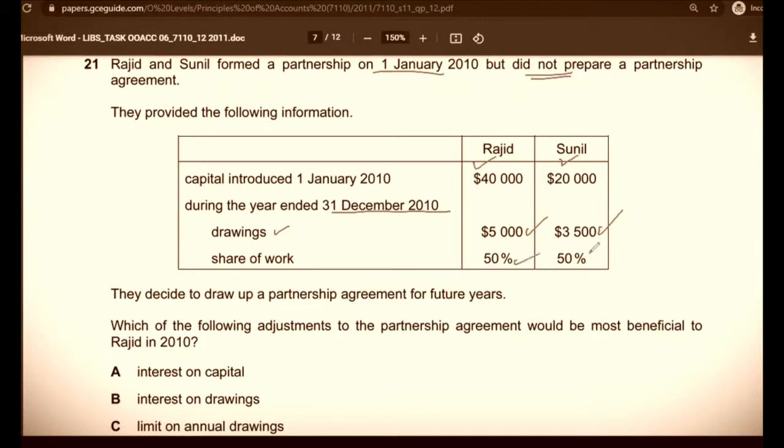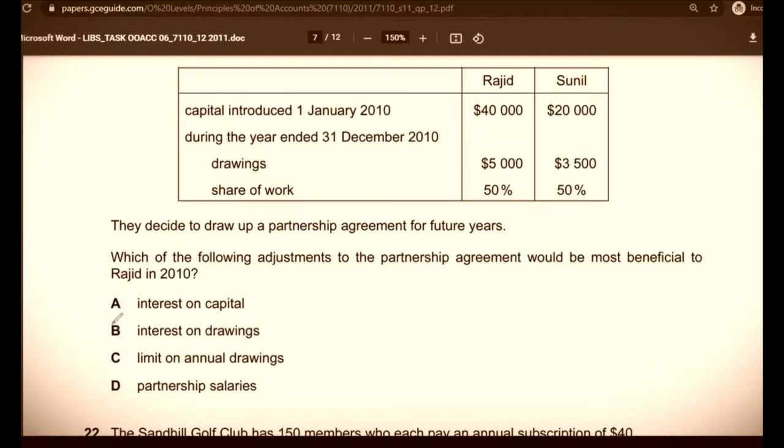The share of work is 50-50. They decide to draw up a partnership agreement for future years. Which of the following adjustments to the partnership agreement would be most beneficial to Rajat in 2010? So, adjustment that would be beneficial to Rajat in 2010.